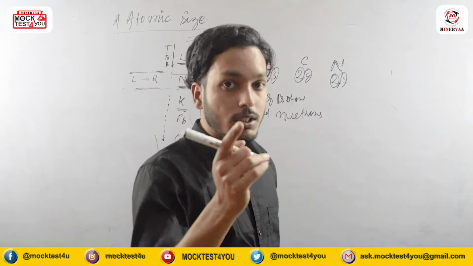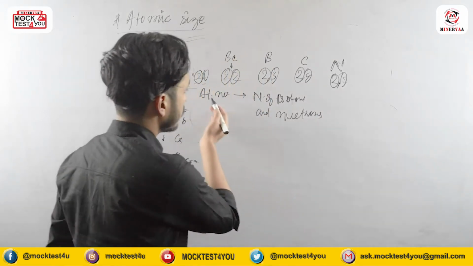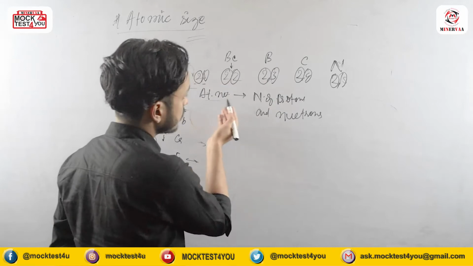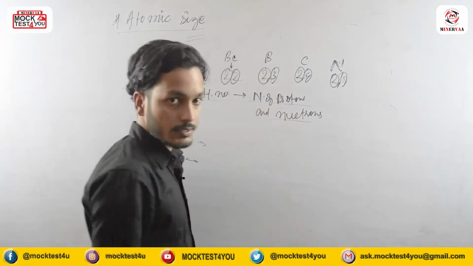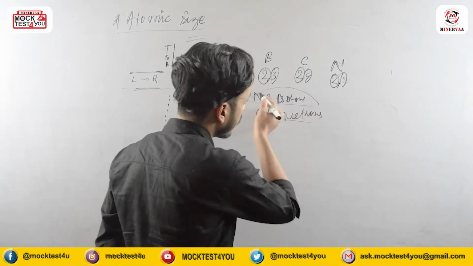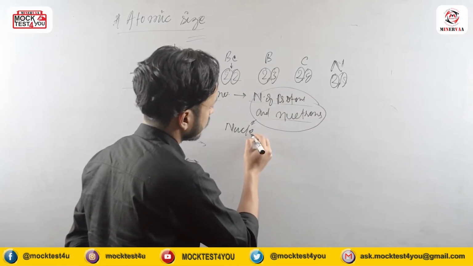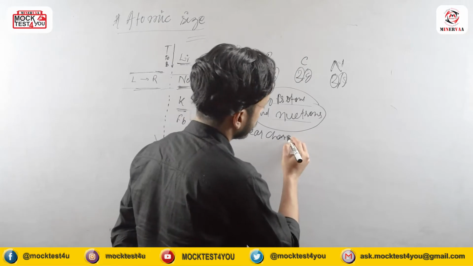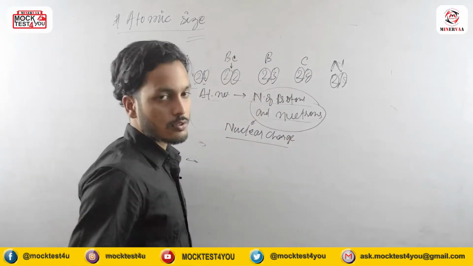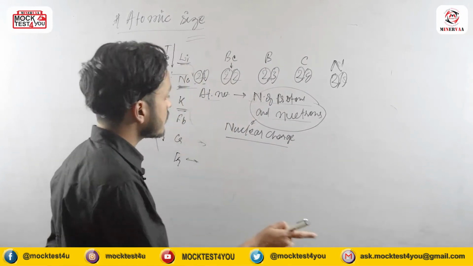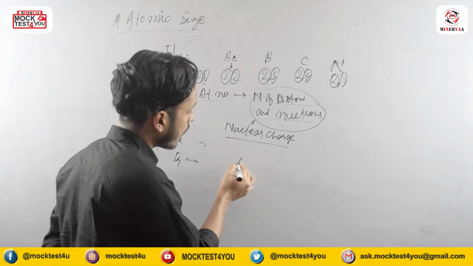Number of protons and neutrons is increasing, right? As you can see, if the atomic number is increasing, it means the number of protons and neutrons is increasing. And since the number of protons and neutrons is increasing, what can we say? Nuclear charge is also increasing. So since the nuclear charge is increasing, what will happen?